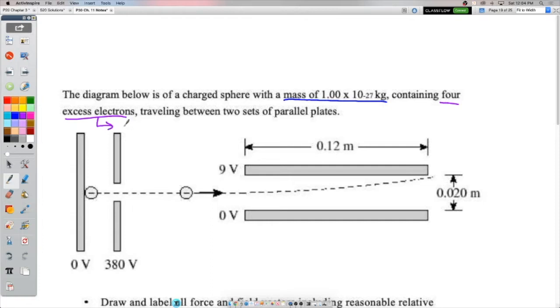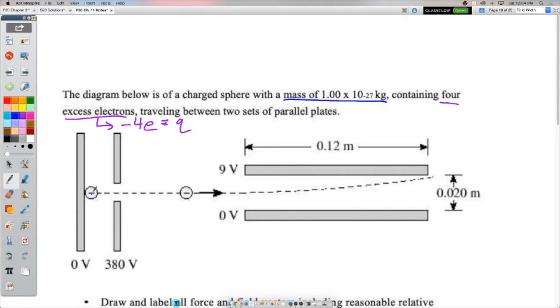So what would the charge of something like that be? Well, it would have the charge of 4 times the charge of an electron, or the elementary charge. And since electrons are negative, it would have a charge of negative 4e, where e is 1.6 × 10⁻¹⁹ coulombs. So that is Q of this little guy here.